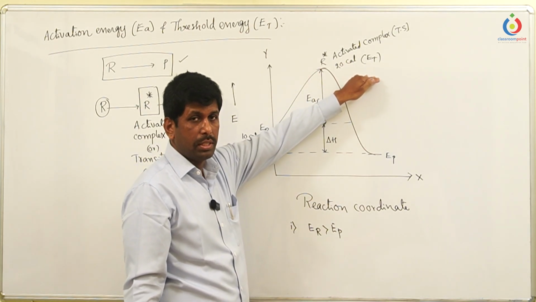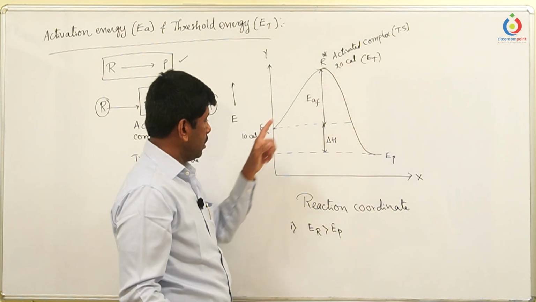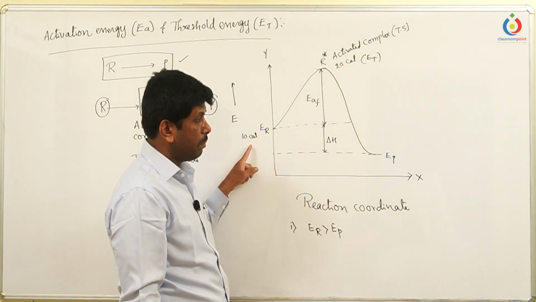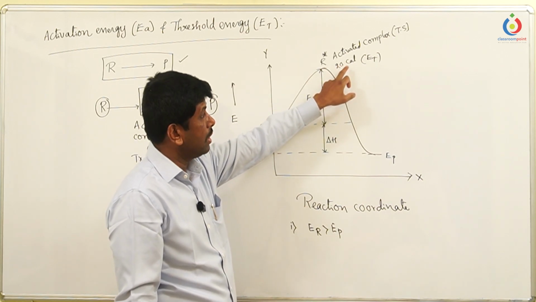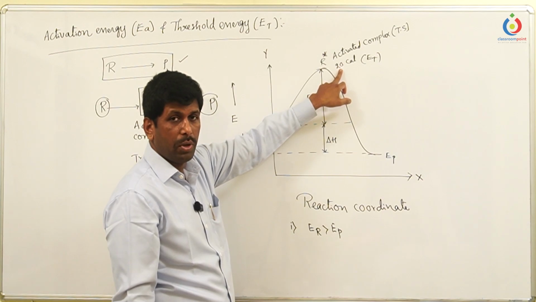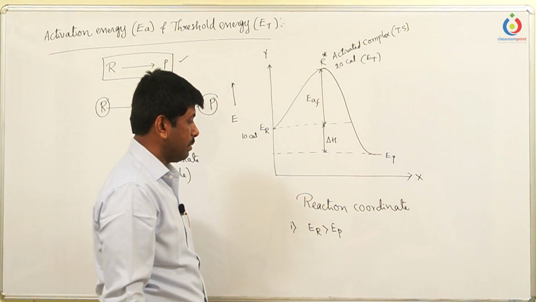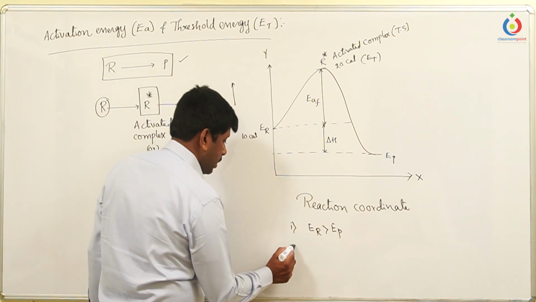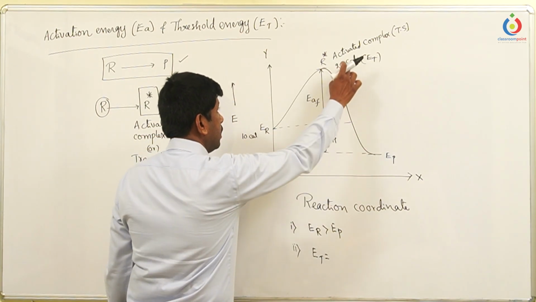Threshold energy is defined as the minimum energy to be possessed by the reactant molecules. Actually they are possessing this much energy, but this is not sufficient. They must possess this much amount of energy. So the minimum energy that the reactant molecules must possess to convert into the products is called the threshold energy.